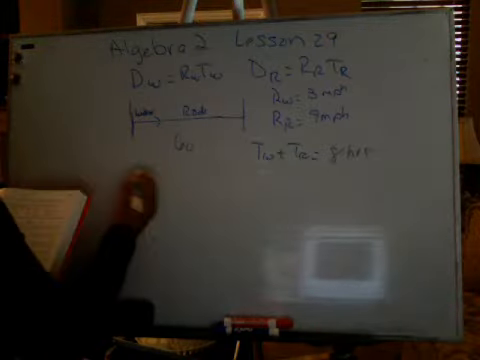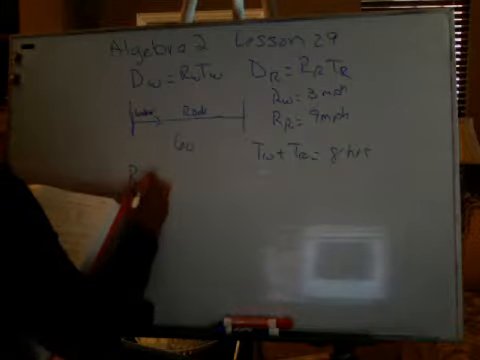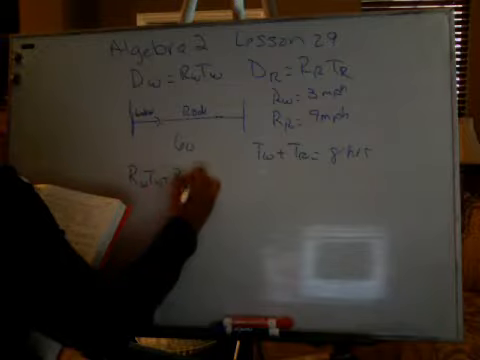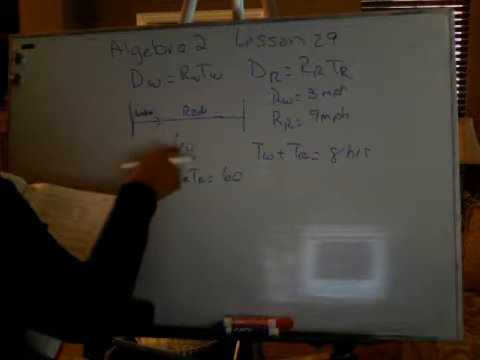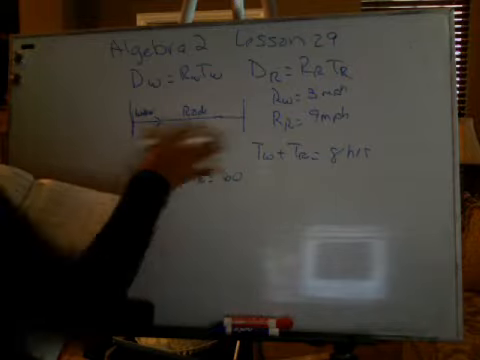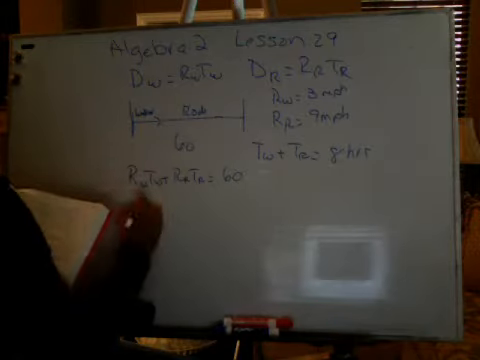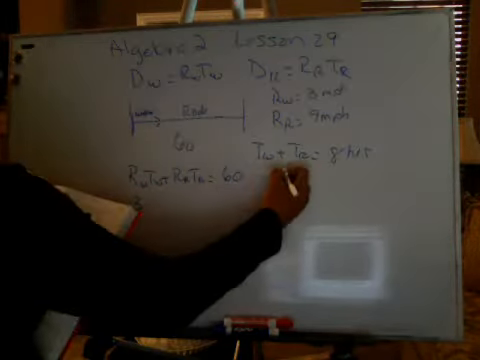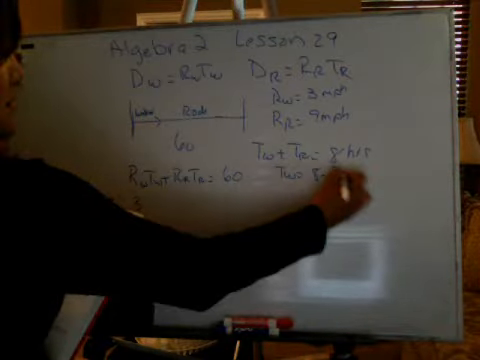So let's put in our equation. We've got R of W, T of W, plus R of R, T of R, equals 60, because he walked part of the 60. That indicates that the whole thing was 60 miles. So we have R of W, 3. Do we have T of W? We can find it by saying T of W equals 8 minus T of R.